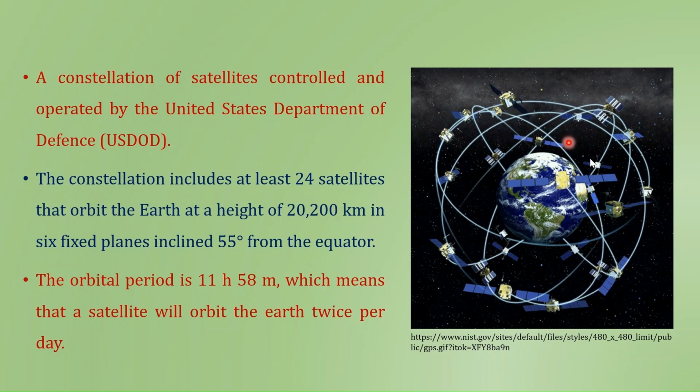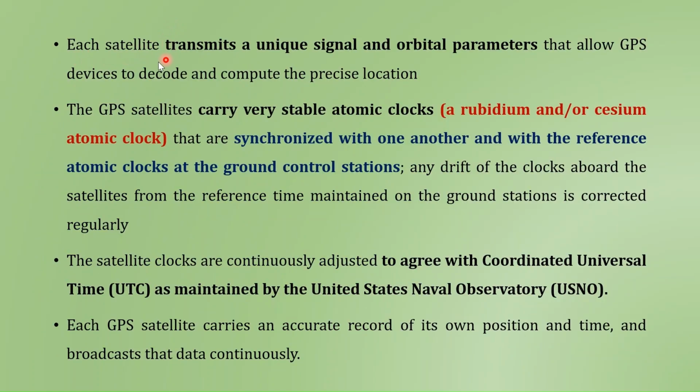Now let us see how this GPS constellation is utilized in identifying the precise location of any object or any person. Each satellite in the GPS constellation transmits a unique signal and its orbital parameters, which are captured by the GPS devices, and they decode the signal and compute the precise location.